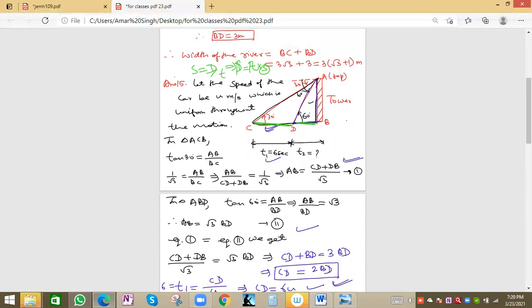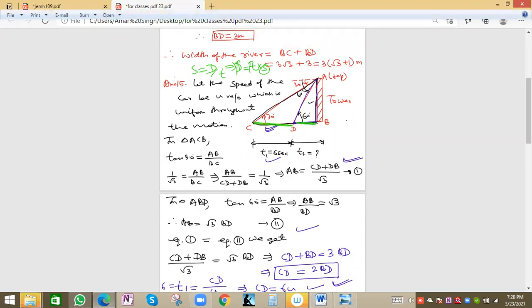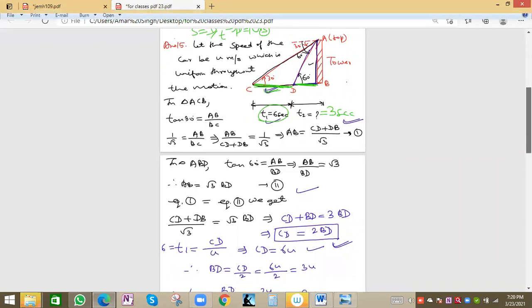Speed equals distance by time, distance will be time into speed. So speed is the same, so time is directly proportional to distance. Time double, distance double; distance half, time half. So CD is double of BD. How much time is it taking from C to D? 6 seconds. So BD is half of CD, so automatically this will take 3 seconds only, because speed is the same. So it will take half of the time.